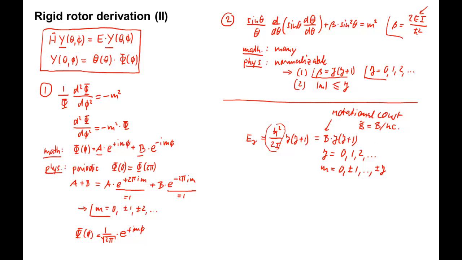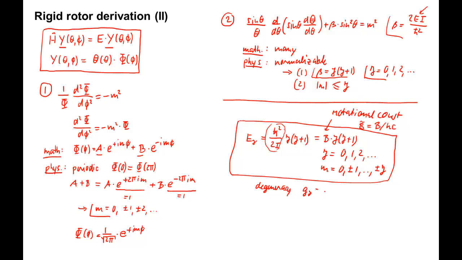So these are the overall energies of the stationary states. We see that the energy depends only on j, but not on m. The states with different m but equal j are degenerate. For a given j, there are 2j + 1 degenerate states. So the degeneracy g_j equals 2j + 1.